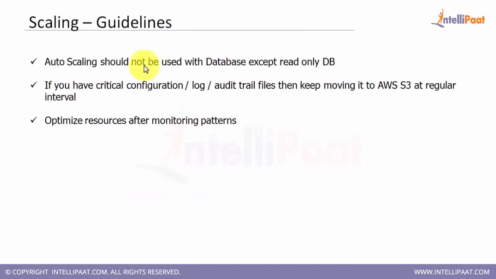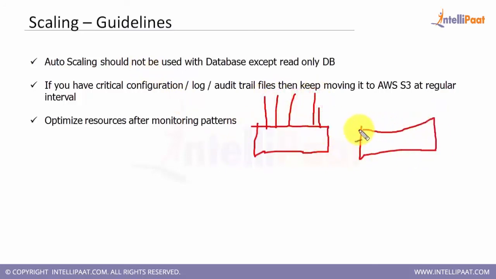Auto scaling should never be used with a database unless it's read-only data. Why? Imagine a case where you have a database. Now, suppose the load rises and you say, I want to spin up a new database instance. What would that result in? It would result in inconsistency because some data comes to this machine, some data comes to this database. The data is not consistent. You cannot have two instances.